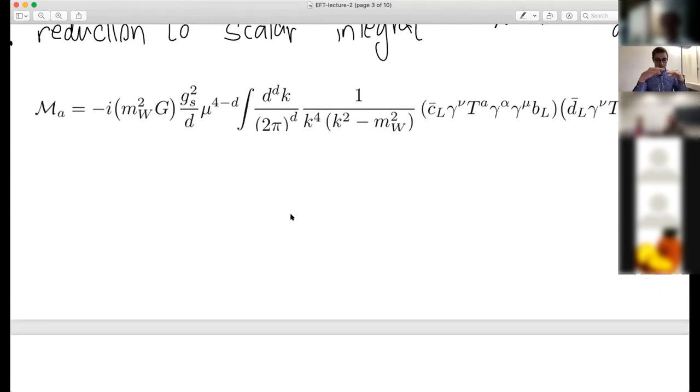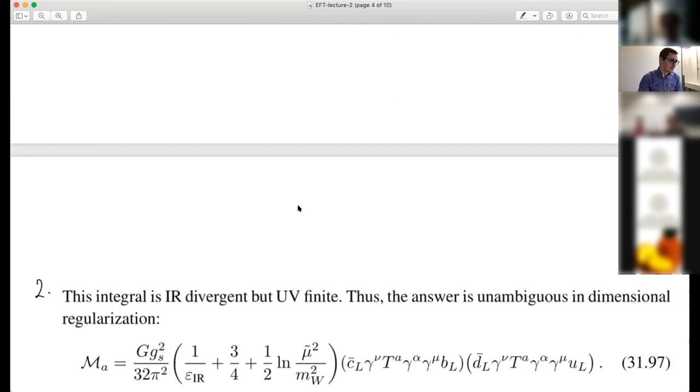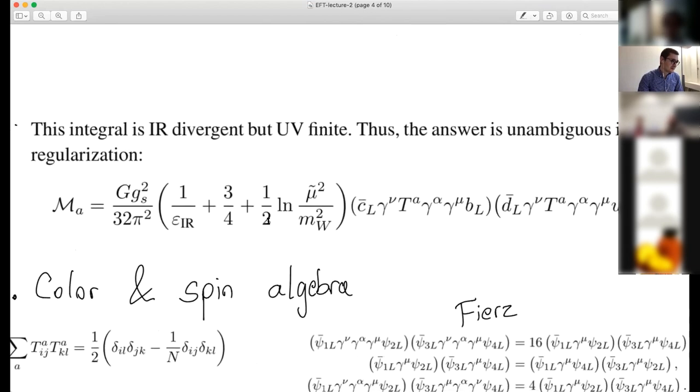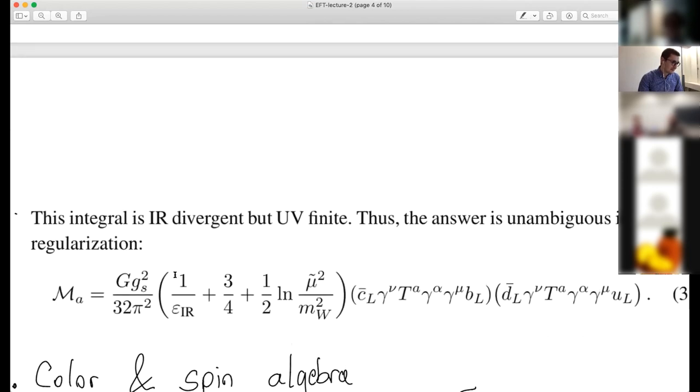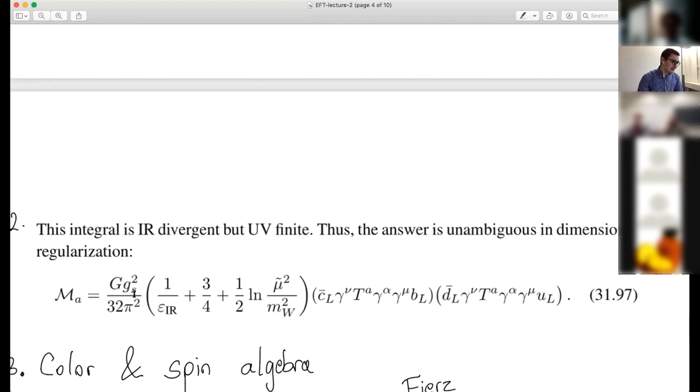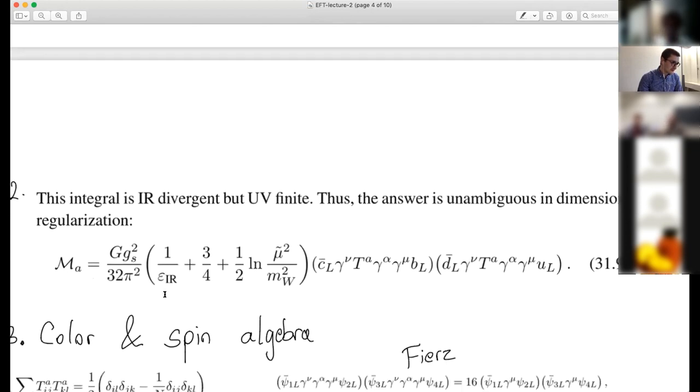Because we are doing so, we are interested in the effects of the W at the hard scale. This integral is infrared divergent but UV finite. You can calculate this integral; there are formulas for that, solved in the literature, and you get this piece. You can see that the graph has 1/ε_IR. This is the infrared divergence.